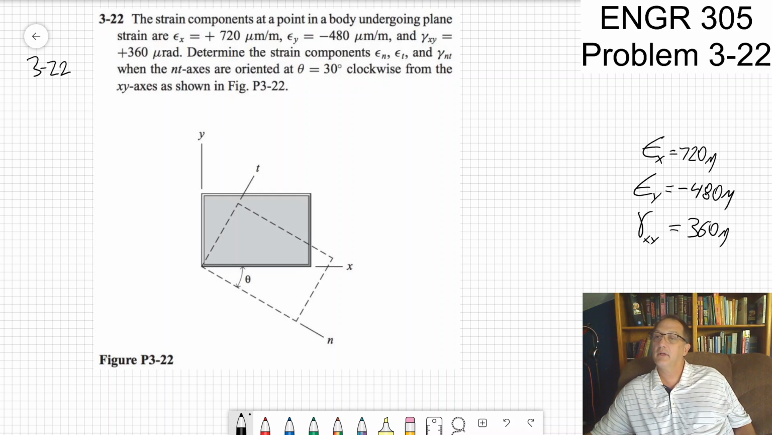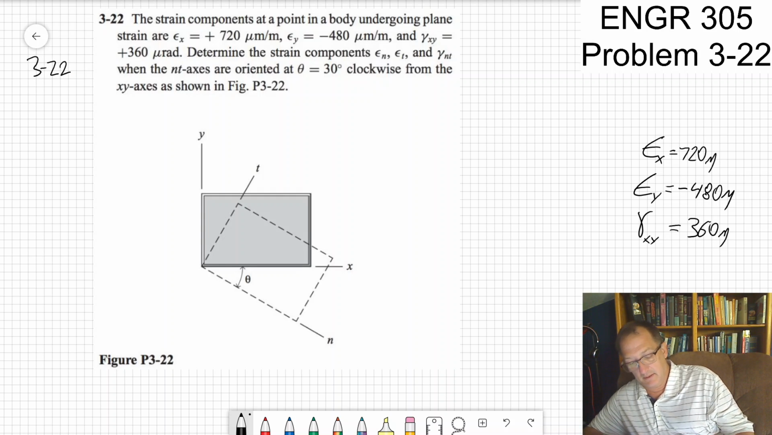Determine the strain components, epsilon N in the N direction and epsilon T in the T direction, the tangential direction, and the shear strain when the NT axes are oriented at 30 degrees clockwise from the XY axes as shown. I'm drawing this underneath, but look at that and ask, how does that tie up to our definition of theta? That angle is 30 degrees.